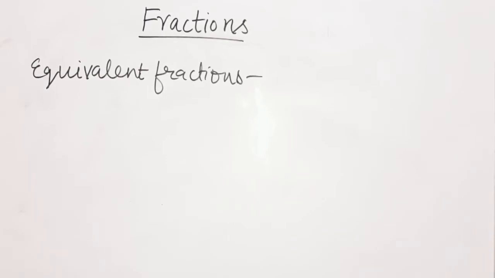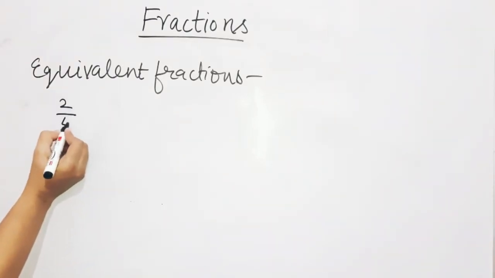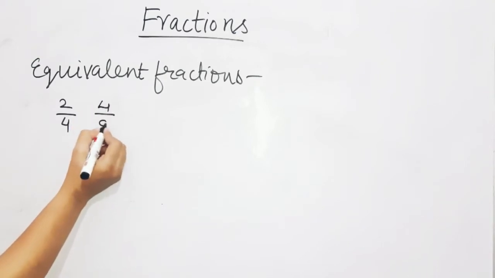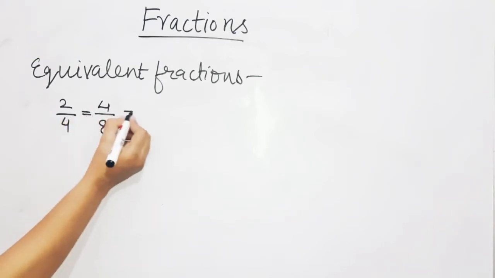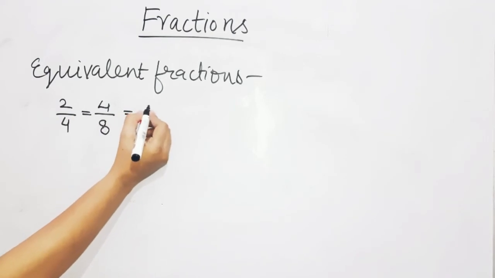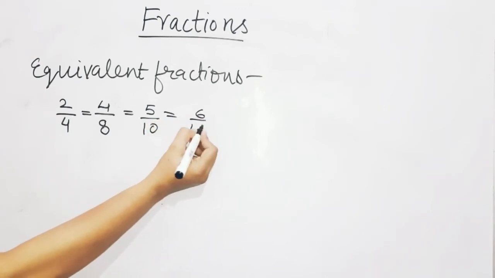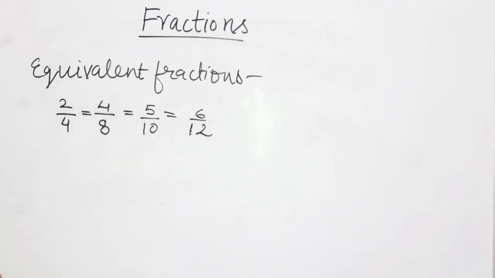So now I am going to explain equivalent fractions. Fractions that are of the same value. ठीक है, उनकी वैल्यू क्या होती है? सेम होती है. For example, 2/4, right? Then 4/8, then 5/10, 6/12. Now why are these fractions called equivalent fractions?